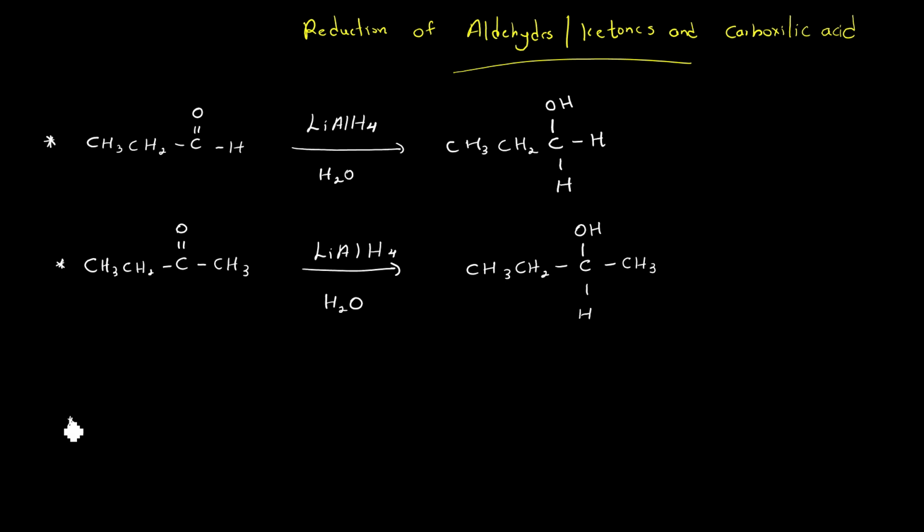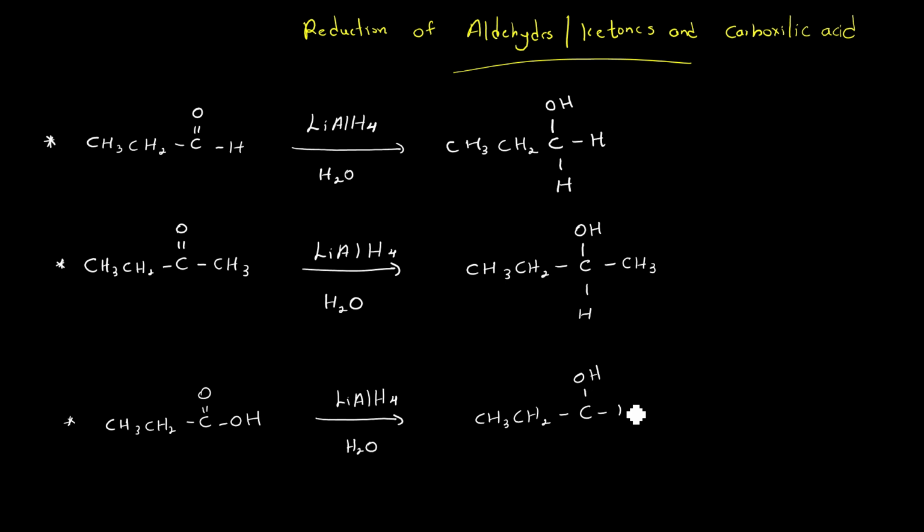Finally, you have CH3CH2COOH, the carboxylic compound. When you add lithium aluminum hydride to a carboxylic acid with water, you will obtain CH3CH2CH2OH. The important thing about this carboxylic acid reduction is that both of these hydrogens are from lithium aluminum hydride.